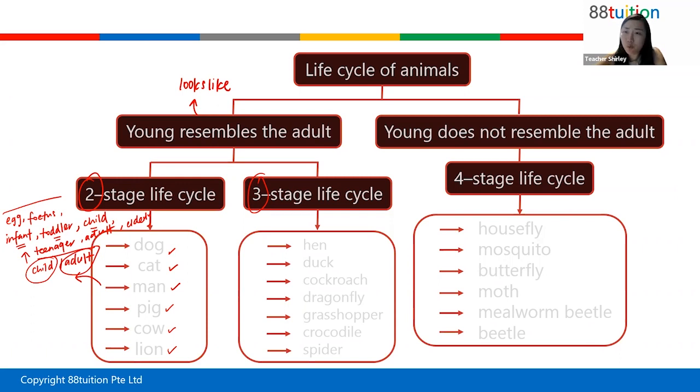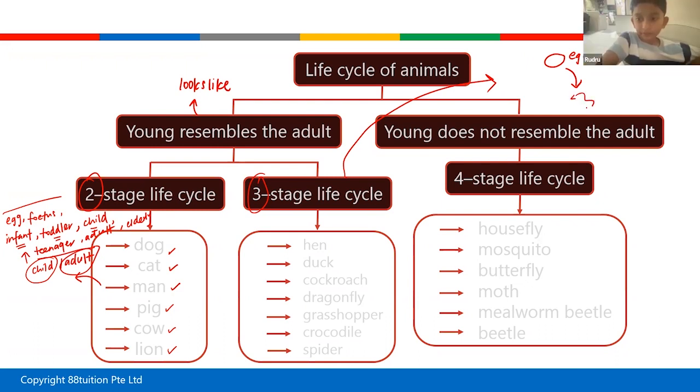Then the ones that you will most likely be tested on would be the 3 stages one. Okay, the 3 stages one, like for example, the hen, okay, it has the egg stage. Then what's after the egg? Chick. Yeah, I mean, I can't draw very well. And obviously, I can't draw a chicken. So, okay, that's a hen, basically.